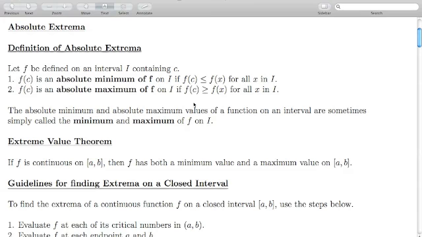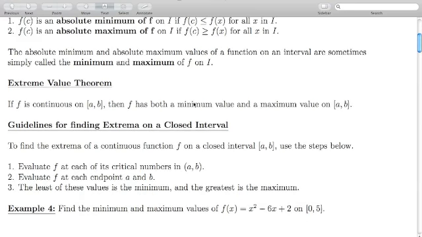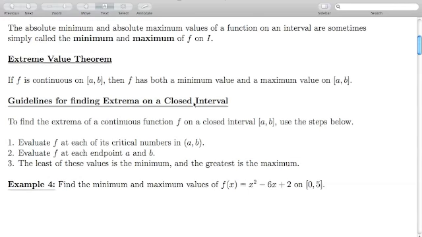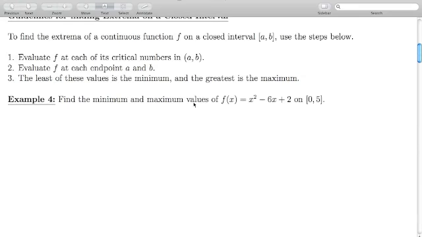So say we wanted to find the extrema on a closed interval. To find the extremum of a continuous function on a closed interval [a, b], we're going to use the steps below. We're going to evaluate f at each of its critical numbers in our open interval (a, b). Then we're going to evaluate f at each of the endpoints. And then the least of these values is going to be your minimum, and the greatest is going to be your maximum. Okay. So let's take a look at an example.